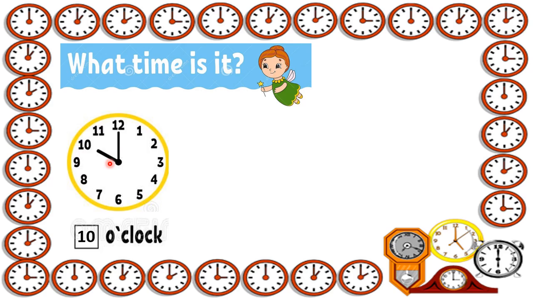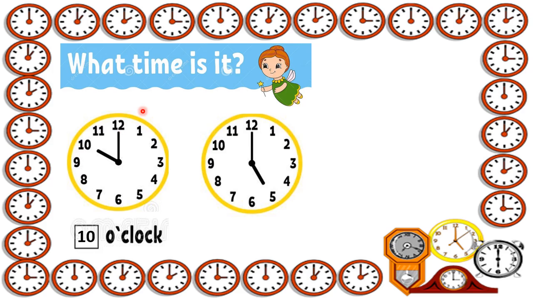What is the time? The time is 10 o'clock. When the short hand, the hour hand, is on number 10, and the minute hand is on number 12, it means the time is 10 o'clock. Right, class? Then let's see another example.